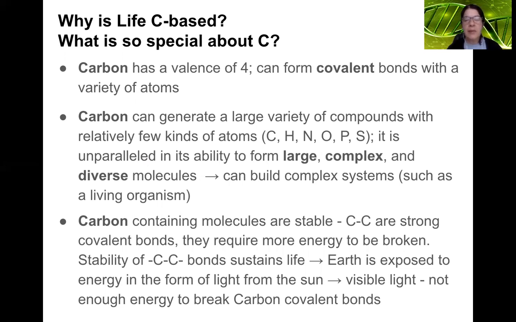And why is that? Because Earth is exposed to energy from the light from the sun, visible light. There is UV light, there's all kinds of radiation. All of the energy that hits Earth, that is not filtered by our atmosphere, does not have enough energy to break the carbon covalent bonds. Therefore, carbon compounds are actually quite stable.